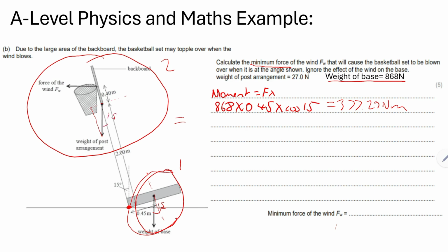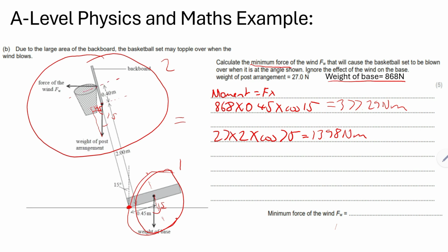This angle here is 15 degrees due to angle rules, and as it is perpendicular and the angles add up to 90 degrees, therefore this angle will be 75 degrees. So we can do the weight of the post arrangement, which is 27, multiplied by the distance, which is 2 meters to the point in red, and you do that times cos 75 due to trigonometry. So 27 times 2 times cos 75 gives 13.98 newton meters.